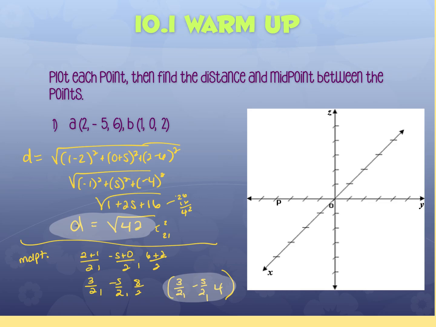This is the first one. So it's plot each point, then find the distance and the midpoint between the points. So I did the distance already and the midpoint. The distance should have been the square root of 42. That breaks down to 2 and 21, which can't be simplified, so it gets kept as the square root of 42. And then the midpoint, 3 halves, negative 5 halves, and 4.